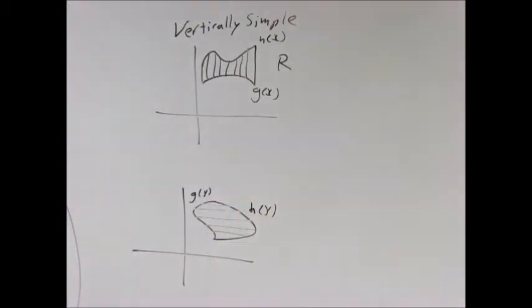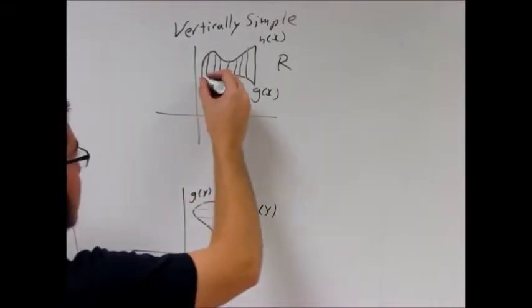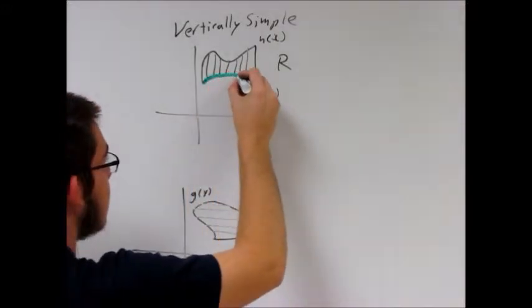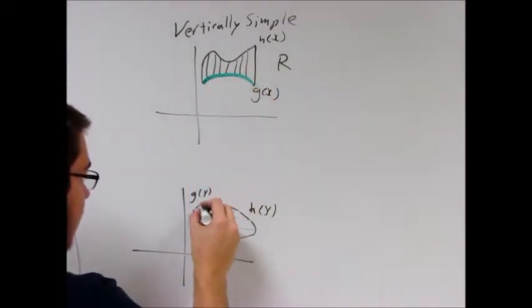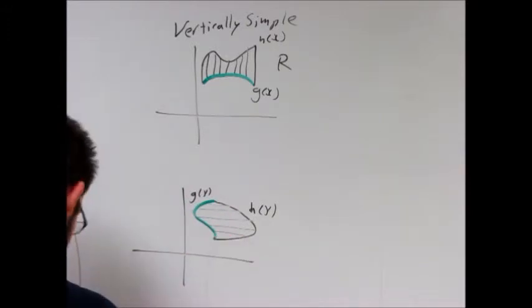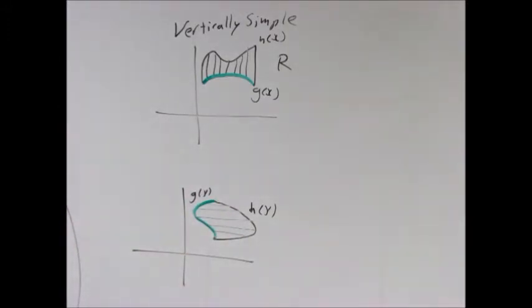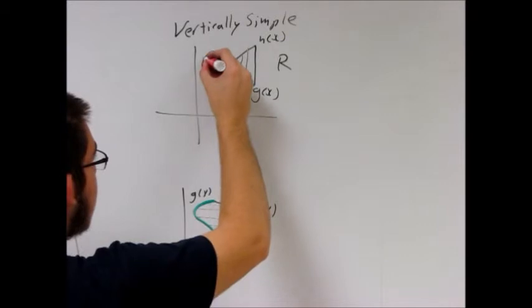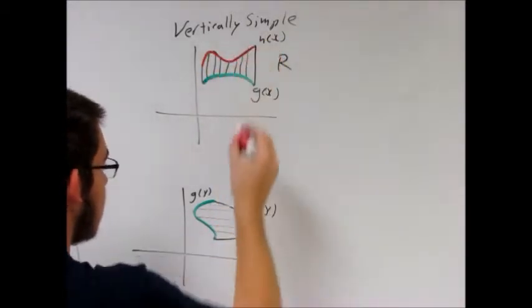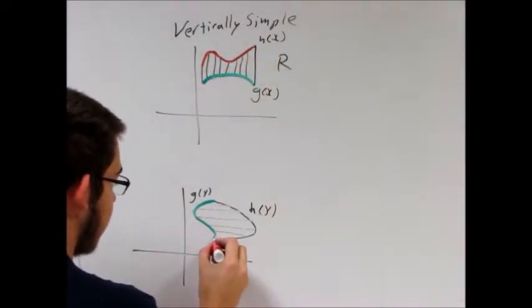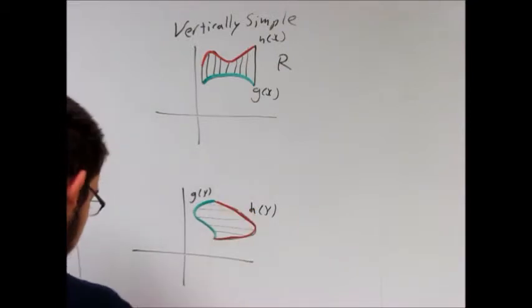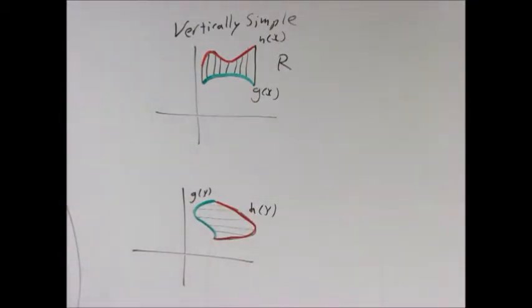You can see here are two different functions. Let me just draw them in different colors. This is g of x, g of y. And here's h of x, and here, h of y. So this is horizontally simple.